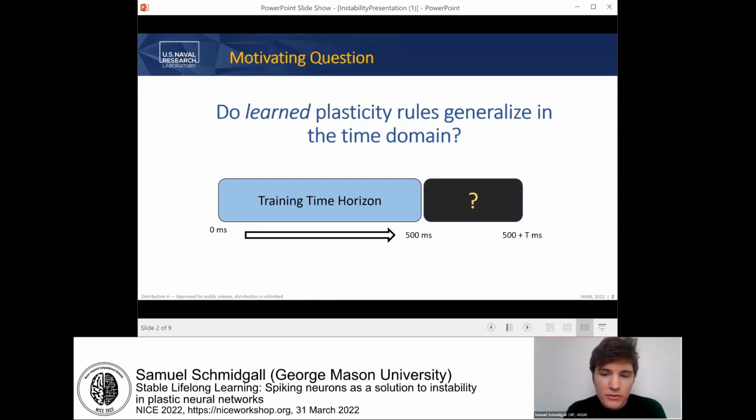So my motivating question for this work was, do plasticity rules generalize in the time domain? And we'll get into the specifics of that after some background.